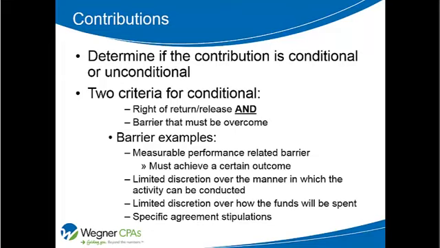And then there can be some other specific agreement stipulations that would be a barrier. So specific things that you must do to meet those requirements. So maybe you get money, but it says in return, you must provide 5 volunteers for these 10 charity events or something of that nature. That would be something that's more a specific agreement stipulation. So again, if the contribution is going to be conditional, you have to have the right of return or release, and you need a barrier that must be overcome.